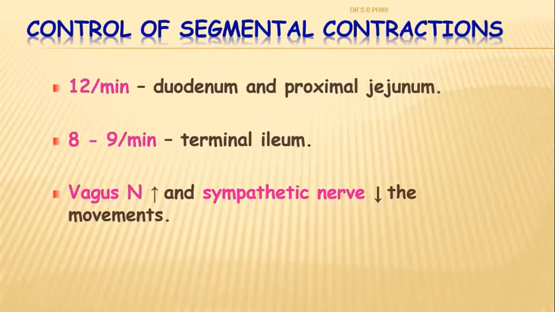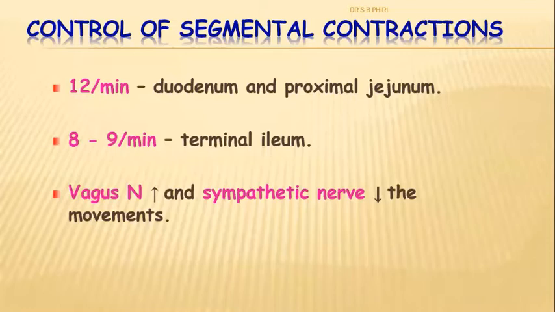So even the frequency of segmental contractions is to be somewhere around 12 segmental contractions per minute. Then in the terminal ileum, the frequency is going to reduce because the activity of the interstitial cells of Cajal is also reducing. So you're going to have a frequency of 8 to 9 segmental contractions per minute, because that's the frequency for the slow waves. So if each slow wave results in a spike potential, that will stimulate the circular muscles to contract, and the longitudinal muscles also to contract.